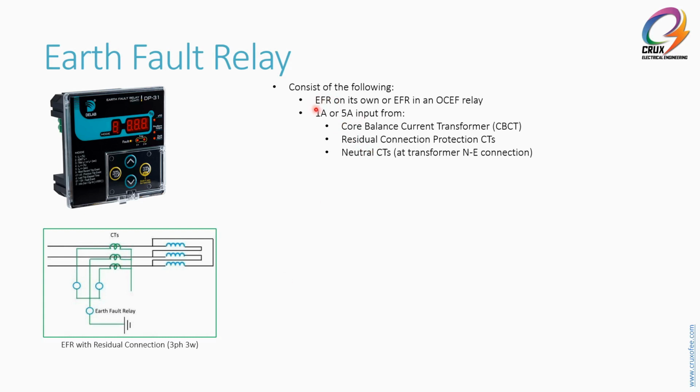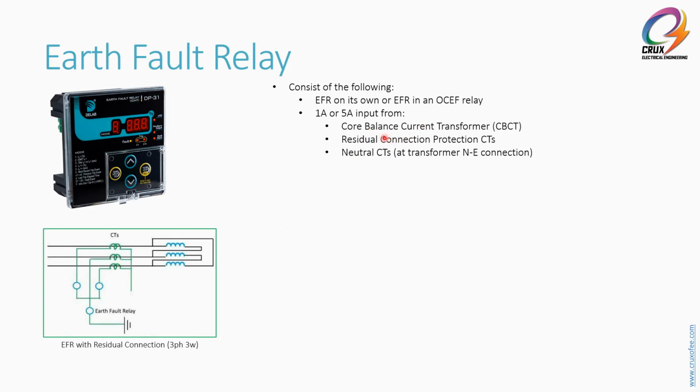So normally an earth fault relay, of course, it consists of the fault relay on its own, or a fault relay in an OSEF relay. So this is a multi-function relay. Okay, so the one shown here is a fault relay on its own. And also it needs a sensor which comes from the CT, core balance current transformer. So in this case, this is what we call as the residual connection type. So it will have 3 CTs. So if you are using this for a 3-phase 4-wire, must have 4 CTs, which includes the neutral CT.